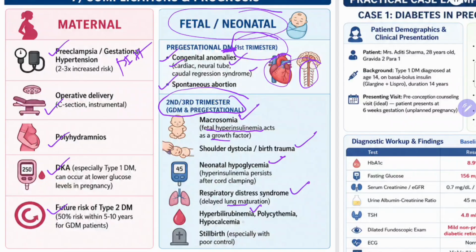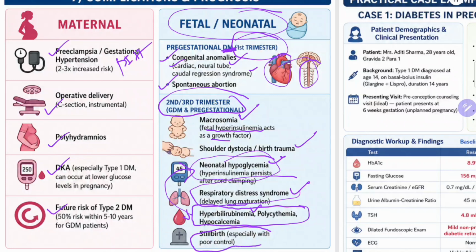High risk of hyperbilirubinemia, polycythemia, hypocalcemia. These three things. Metabolic complications. Okay. Respiratory complications. So these four things are metabolic complications: hypoglycemia, hypocalcemia, hyperbilirubinemia, and polycythemia. High risk of stillbirth, especially with poor control. She will lose the baby after 20 weeks. So these are the complications in second and third trimester: metabolic complications, respiratory complications, macrosomia, and stillbirth. 4 types of complications. Okay.